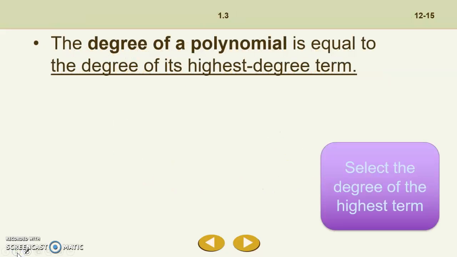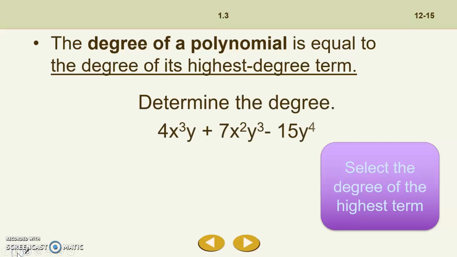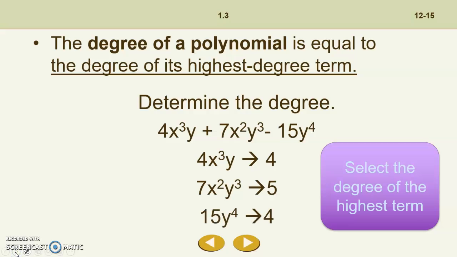The degree of a polynomial is equal to the degree of its highest degree term. So we're going to determine the degree of each term, and the degree of the polynomial is the one that is the highest. See if you can find the degree of each term. Pause, figure that out, and then come back. 4x cubed y has a degree of 4. 7x squared y cubed has a degree of 5. And 15y to the fourth has a degree of 4. The highest there is 5. So the degree of our polynomial is 5.